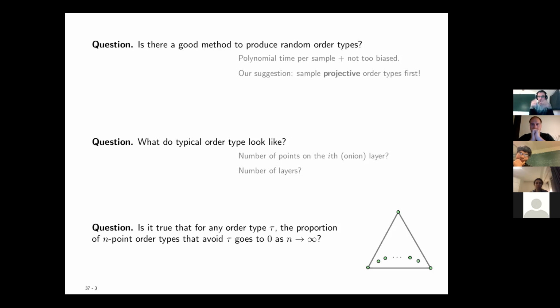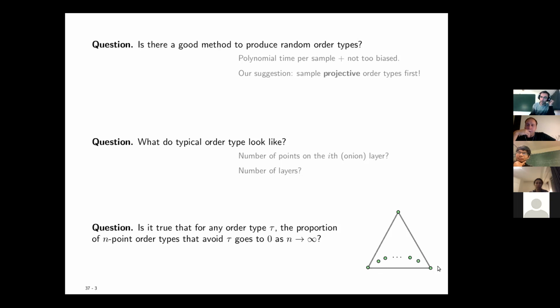The Copenhagen-Jerusalem theorem tells you as soon as you have a point inside, there will be a triangle containing it. And more generally, you could ask, if I give you a fixed order type, is it true that the fraction of order types that avoid it goes to 0 as n goes to infinity? So the size of the pattern is fixed, and now I look at sets of size n, and I wonder, is it true that most of them will contain it? And we could prove it for any pattern that has this form.